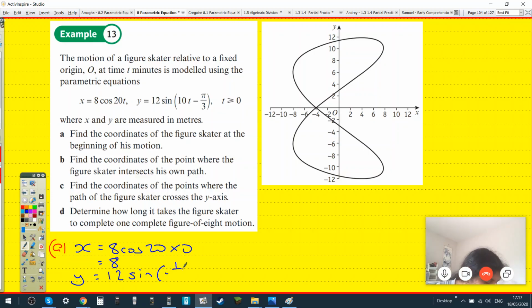y is equal to 6 root 3. Oh, wait. That's not right. Minus 6 root 3. Negative 6 root 3. The motion of figures say relative to a fixed origin. Aha. So their x coordinate is 8 and their y coordinate is negative 6 root 3. So it looks like it's here. That's the start. Okay. Maybe that's wrong.